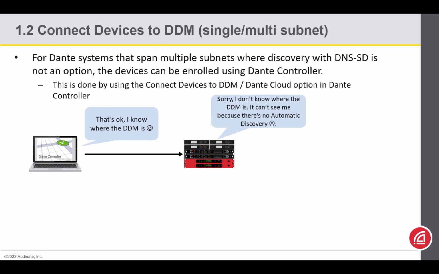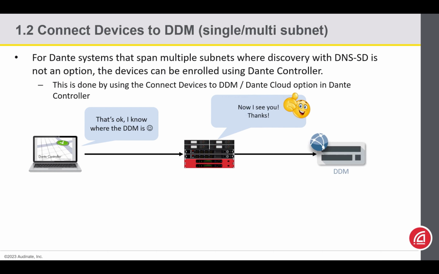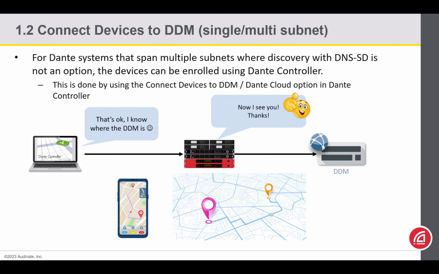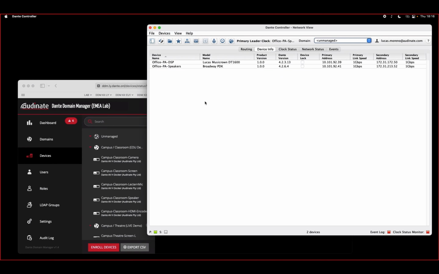Once the Dante Controller is logged into the DDM, it knows DDM's location and can share it with the device. It's like when you want to navigate to an address and ask your GPS app. It shows you precisely how to get there. Easy, right? The first thing to note is that Dante Controller needs to be in the same subnet as the Dante devices that we want to push towards that DDM server.